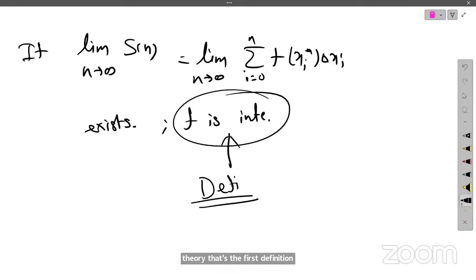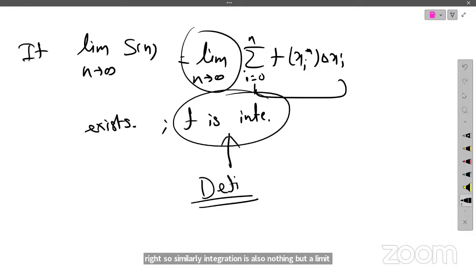As for differentiability, we consider one particular limit, right? So similarly, integration is also nothing but a limit of the sum of the areas of all rectangles. Madam, what is that? Integrable. Okay.